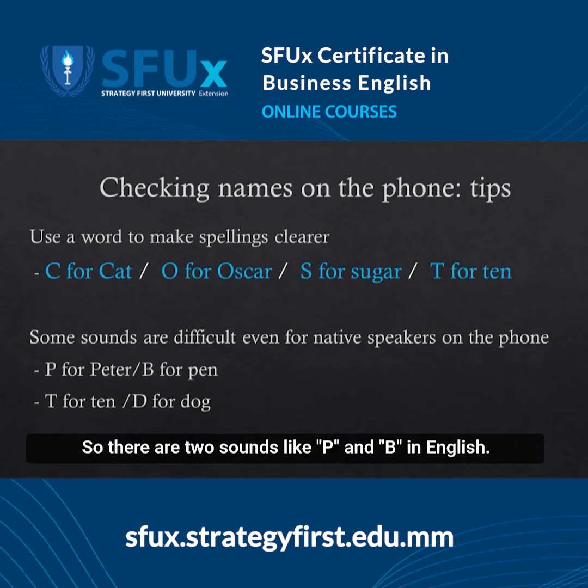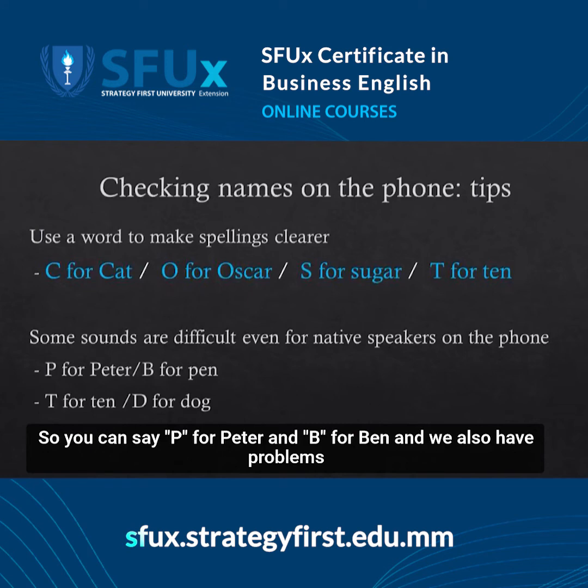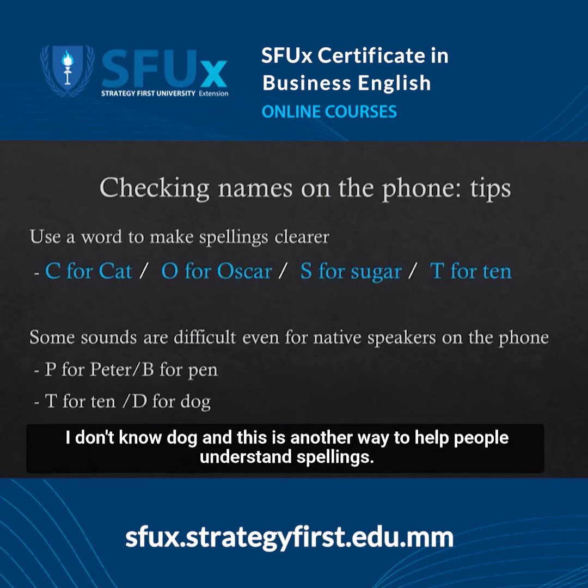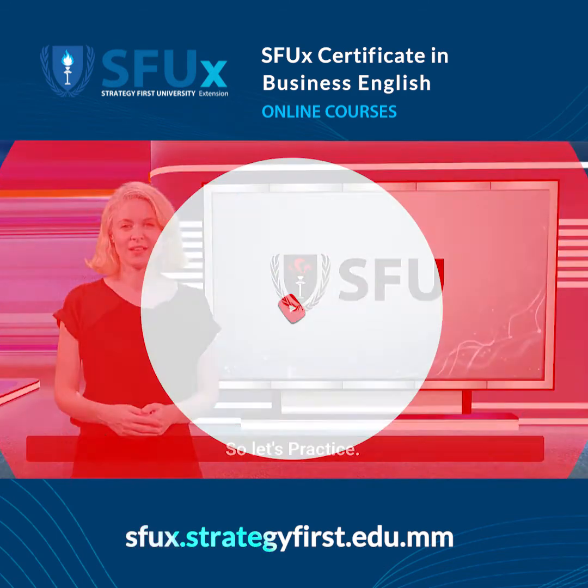So there are two sounds like P and B in English. So you can say P for Peter and B for Ben. And we also have problems with T and D. So you can say T for ten and D for, I don't know, dog. And this is another way to help people understand spellings.